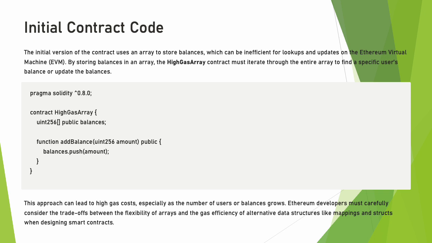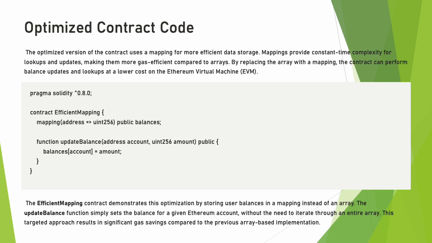Ethereum developers must carefully consider the trade-offs between the flexibility of arrays and the gas efficiency of alternative data structures like mappings and structs when designing smart contracts. Moving on, here is the optimized contract code. The optimized version of the contract uses a mapping instead of an array for more efficient data storage.